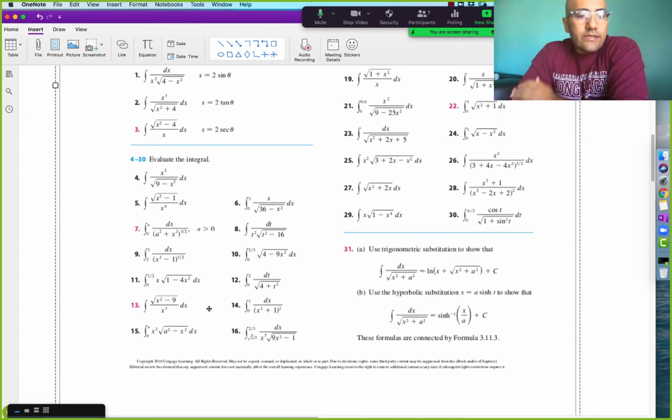13 and 19. Okay, so we have the integral of the square root of x squared minus 9 inside the radical. Maybe the first thought might be to try substitution. It just feels like a natural thing to go to. But that would be problematic to approach it that way.